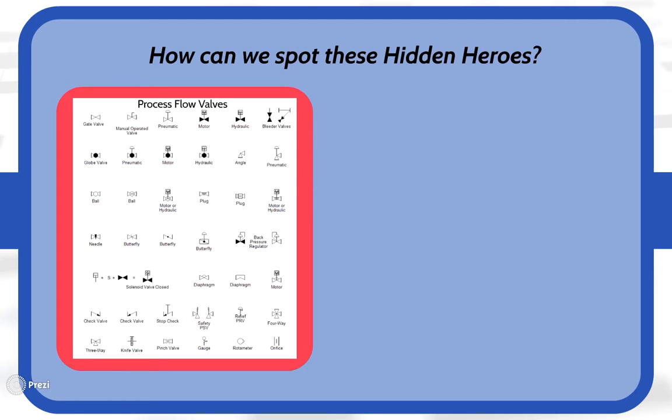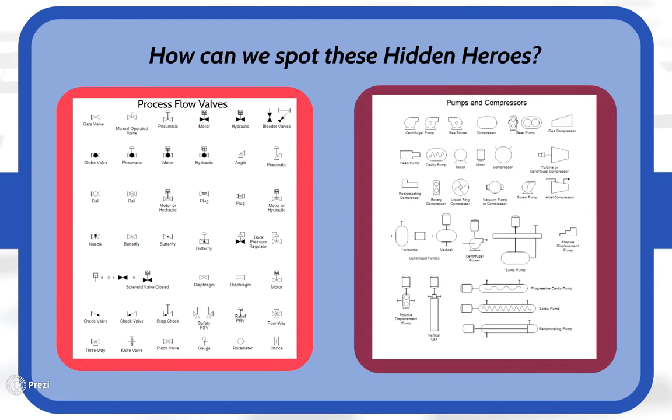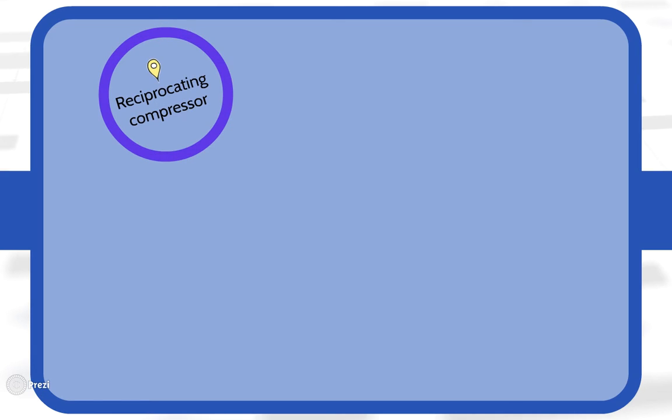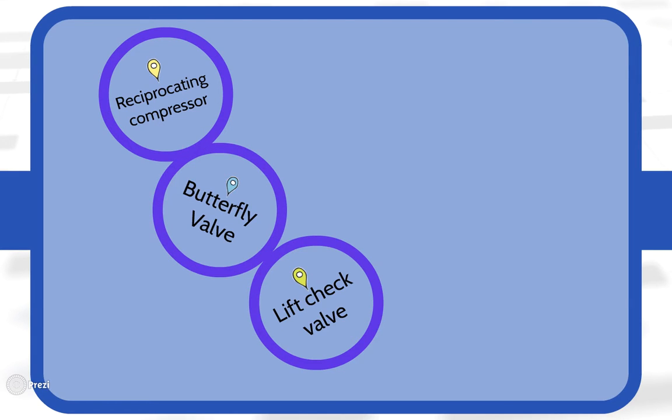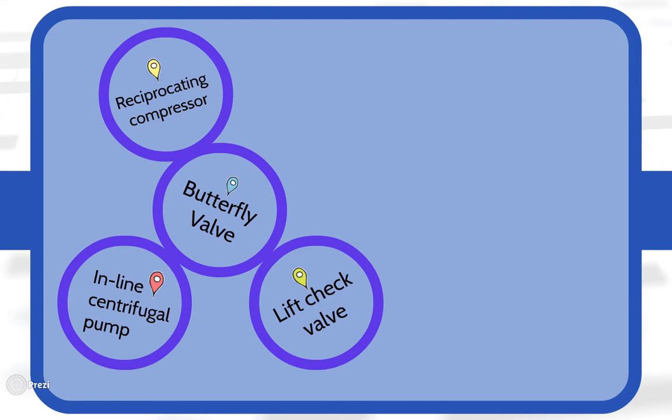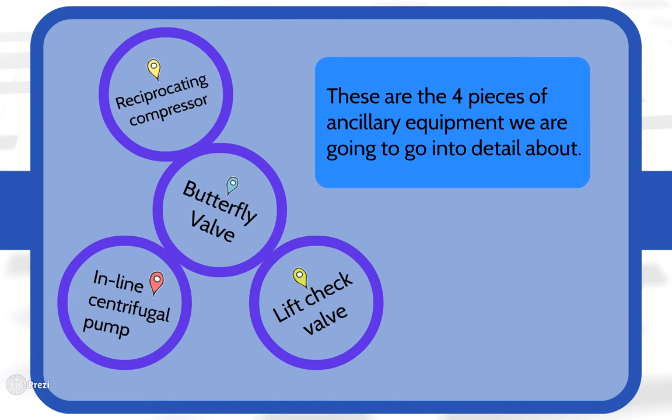Since it is in their nature to be well hidden, we need aid to help identify them. These two diagrams contain some of the symbols used to identify them. Take a note of the pinpointed symbols. Reciprocating compressor, lift check valve, butterfly valve, and the inline centrifugal pump are the hidden heroes we are going to go into detail about. It is important to understand that there are many others such as the gate, globe, and plug valves, as well as pumps and compressors.